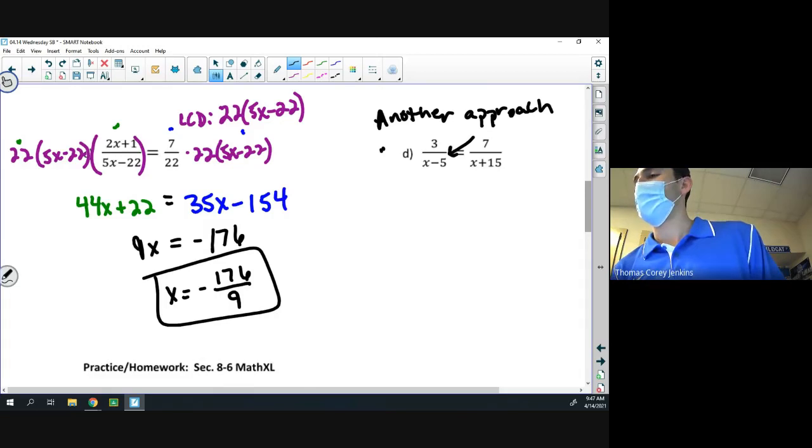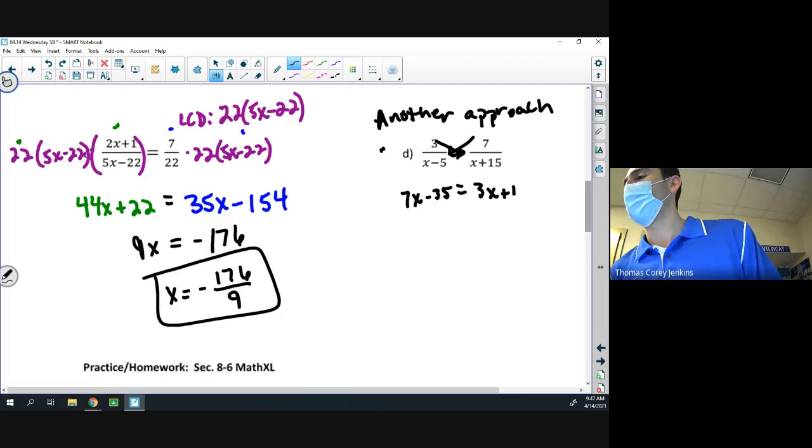So if you take 7 times x minus 5, you get 7x minus 35. 3 times x minus 15, you get 3x plus 45. Like I said, minus 15, plus 15, and then you go from there. I won't even bother solving from there. But that would be another way that you could think about it.